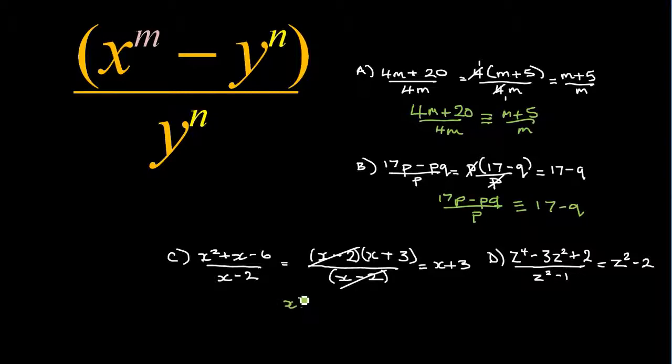What did we have here then? We've got x squared plus x minus 6. Nice quadratic there, but it's divided by x minus 2. Well, we've worked out that that's identical to x plus 3. And here we had this extraordinary thing, z to the 4 minus 3z squared plus 2 over z squared minus 1. Not equal to, but identical to. It's an identity, identical to z squared minus 2.